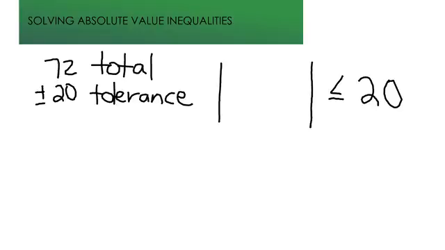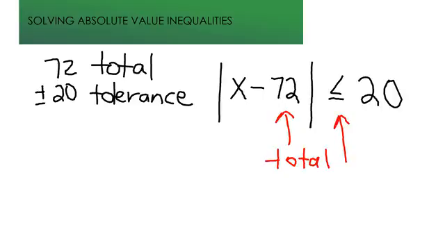To write this, I'm going to use x minus and my total number. My tolerance number, or my variance, is going to be the 20, the one that I want to be less than 20. In this case, this will be my total. You'll do this for every single one of these problems that is like this. You'll always do a less than right there, and your tolerance will be here. Okay?